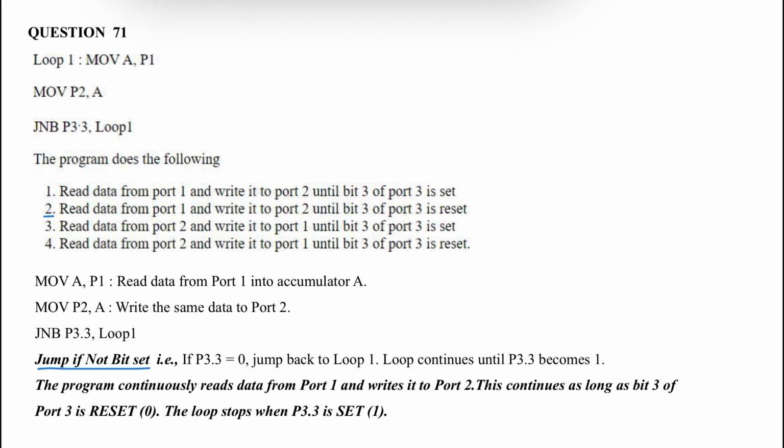The program continuously reads data from port 1 and writes it to port 2. This continues as long as bit 3 of port 3 is reset. The loop stops when P3.3 is set to 1. So here the correct answer is option 2. Read data from port 1 and write it to port 2 until bit 3 of port 3 is reset. This process of reading from port 1 and writing into port 2 continues if bit 3 of port 3 is 0. If bit 3 of port 3 is 1, this process is stopped.